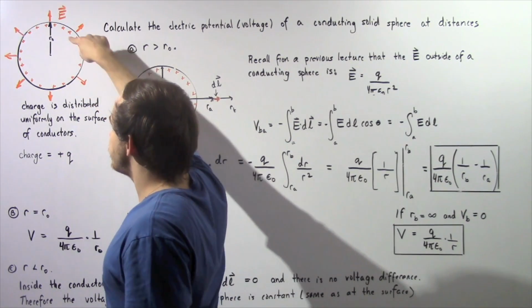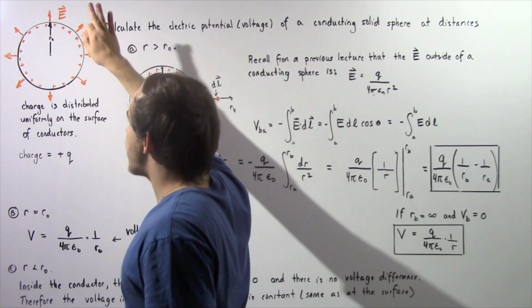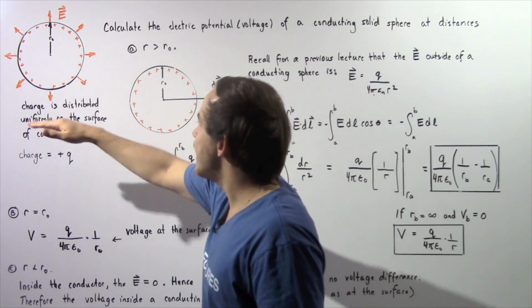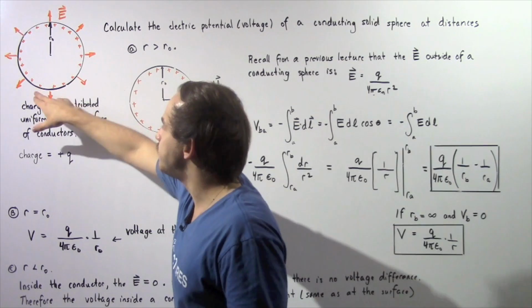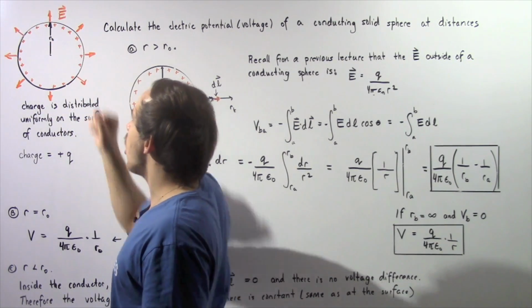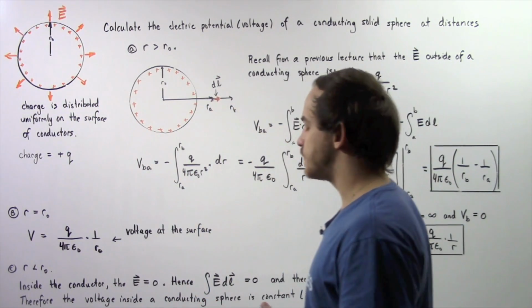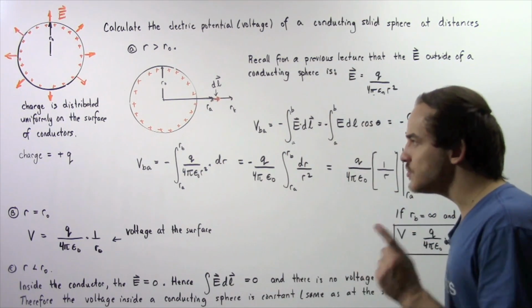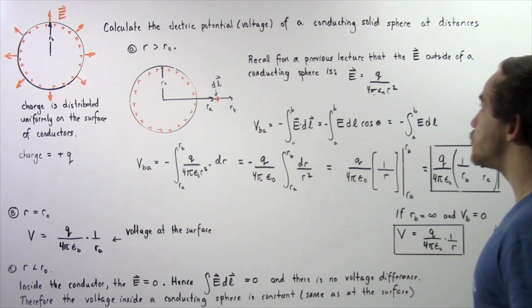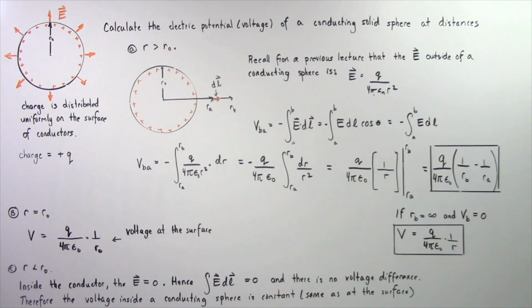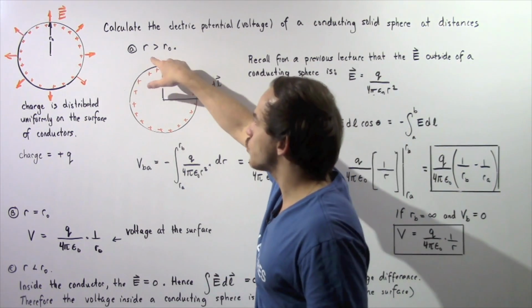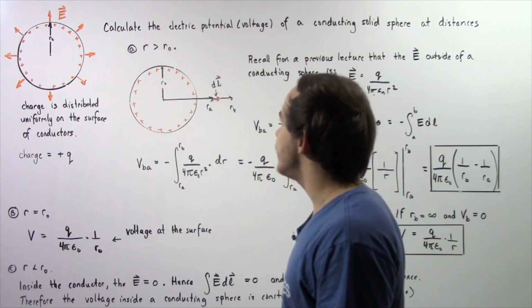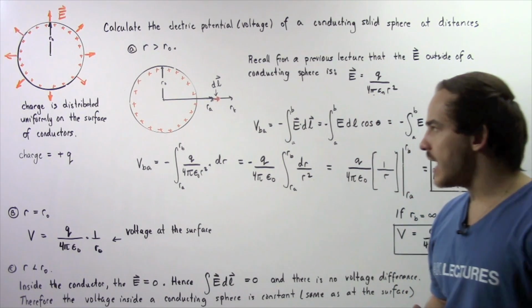Now the radius of the sphere is R0, and notice that the electric fields begin on our surface and extend outward, as shown by the following vector. So these are the electric field lines. Now, we would like to calculate the electric potential, also known as the voltage, of a conducting solid sphere at distances greater than the radius, equal to the radius, and less than our radius. So let's begin with part A.